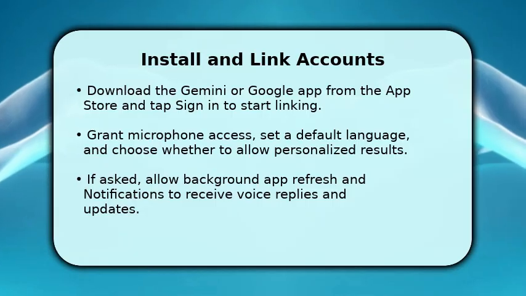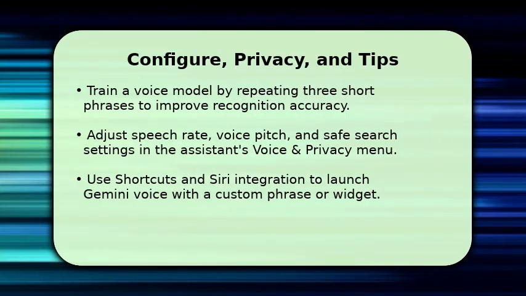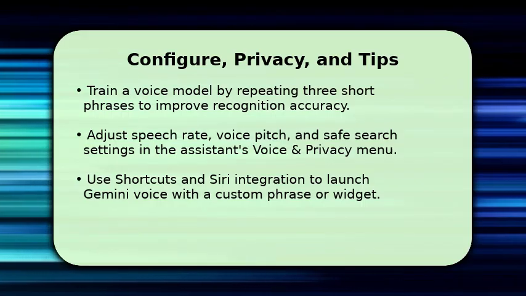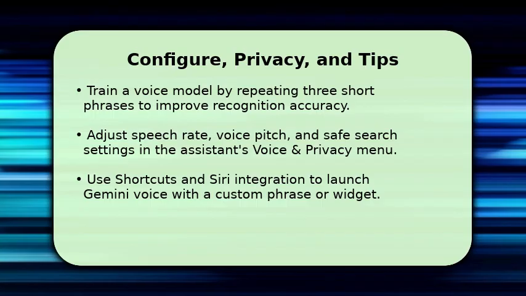Improve accuracy and privacy by training a voice model. Repeat 3 short phrases when prompted so the assistant learns your voice. Adjust speech rate and voice pitch under voice and privacy to match your listening preference, and toggle safe search or blurring of sensitive info for tighter control. Use the Shortcuts app and Siri integration to launch Gemini voice with a custom phrase or home screen widget for quick access. Finally, review microphone permission periodically and clear voice history from settings if you want to delete older recordings.